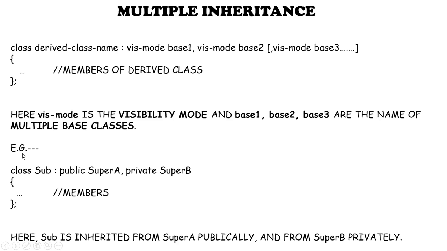Now here is an example. We are creating a class sub from super A and super B. So you write the class keyword first, then write the new class name, that is sub here, then write the colon, then write the visibility mode for the first base class. So here we are deriving super A publicly because super A is a base class here. Then give a comma, then write the visibility mode for the second base class, and here we are deriving it privately, and then write the second base class name. Okay, so this is it.